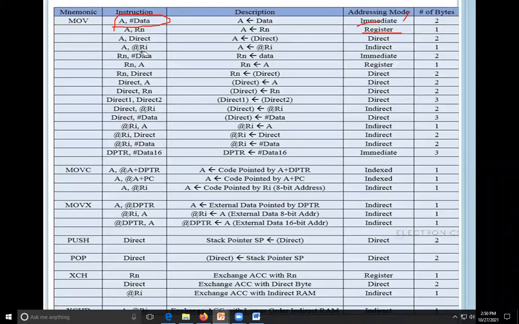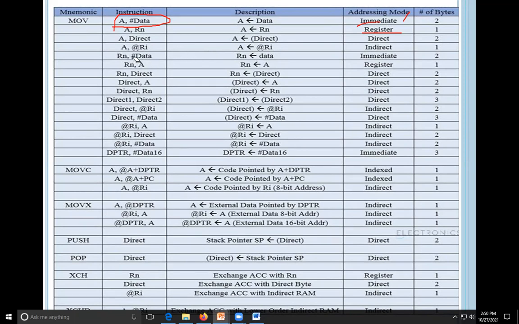next is MOV A, @Ri. What does @Ri mean? Ri is the register. The @ means Ri contains a value, which is an address. At that location there is some data, and this data is transferred to the accumulator. This is the indirect addressing mode. Okay, then this is the immediate addressing mode.